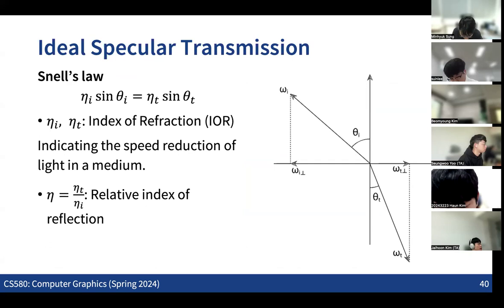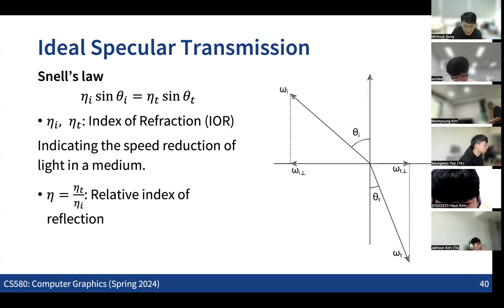By the way, everything that we are going to discuss today is not a precise simulation of all the optics. This is a very simple approximation of some physical ideas, to make the computation efficient, right? So this is a very basic review of some basic properties.